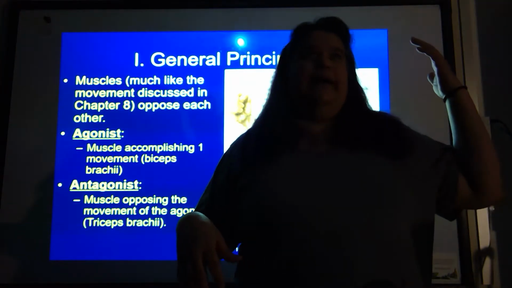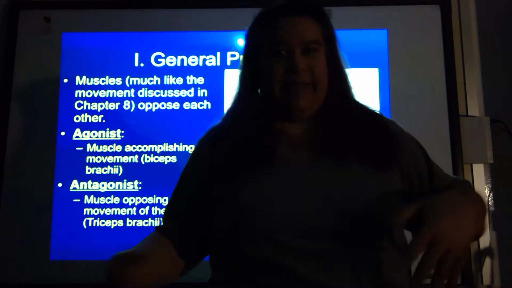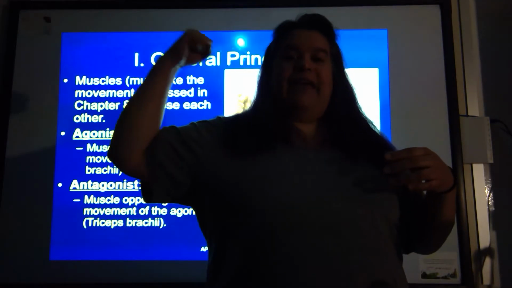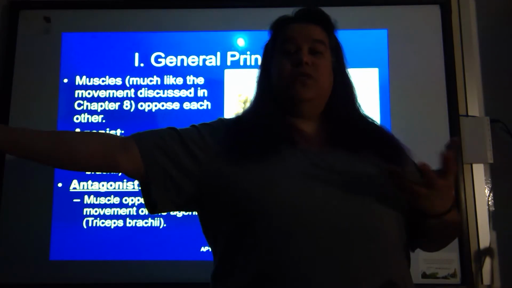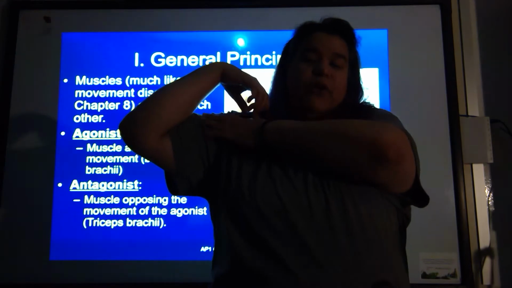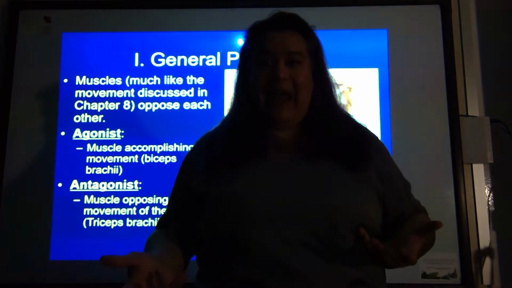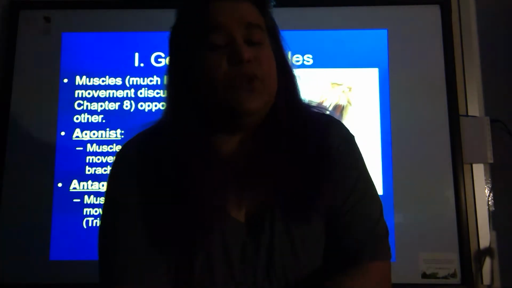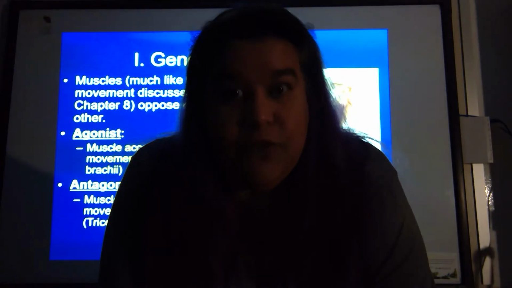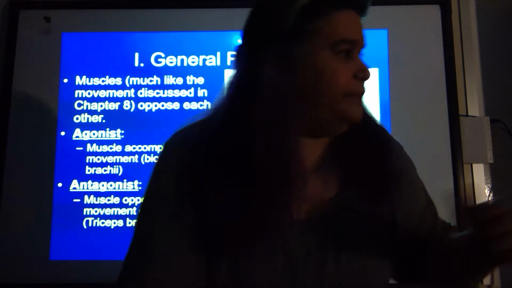So you've got Avengers, and Thanos is the antagonist because he's the bad guy, right? So you got the agonist, and then the antagonist is the one that opposes the movement or does the opposite movement. So you've got the bicep curling your arm or causing flexion. You've got the tricep back here actually preventing that action. Okay, so again, it's just two names. You've got the agonist doing one thing. You've got the antagonist doing the opposite thing. All right.